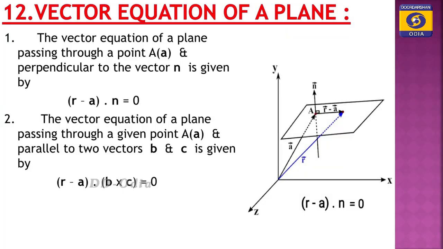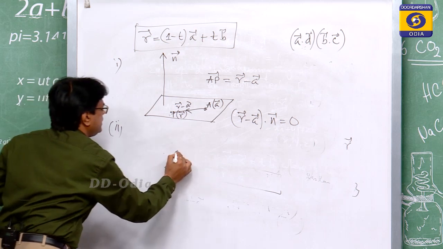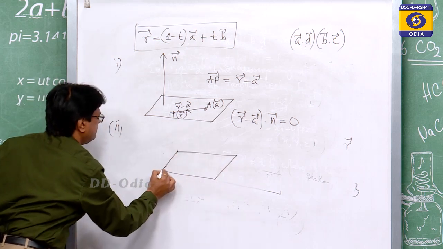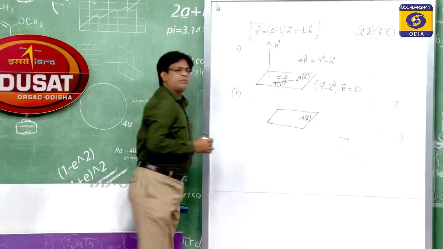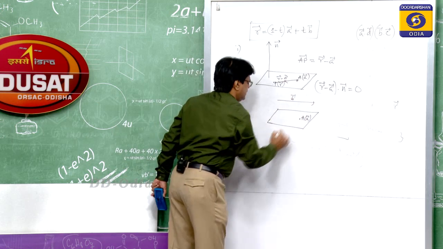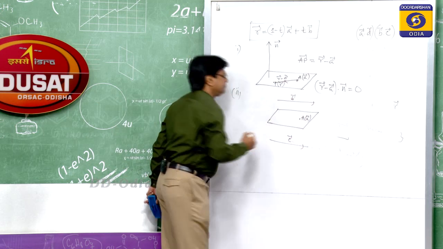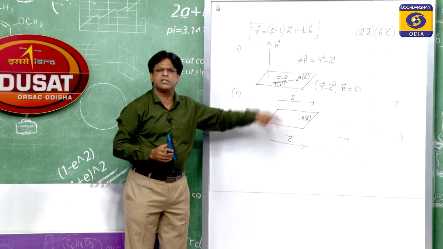Similarly, suppose we want the vector equation of a plane passing through a given point A and parallel to two vectors B and C. This is the second case; this was your first case. Suppose a plane is given passing through a point, a vector A, and parallel to another vector B and another vector C. You have to find the vector equation of the plane.